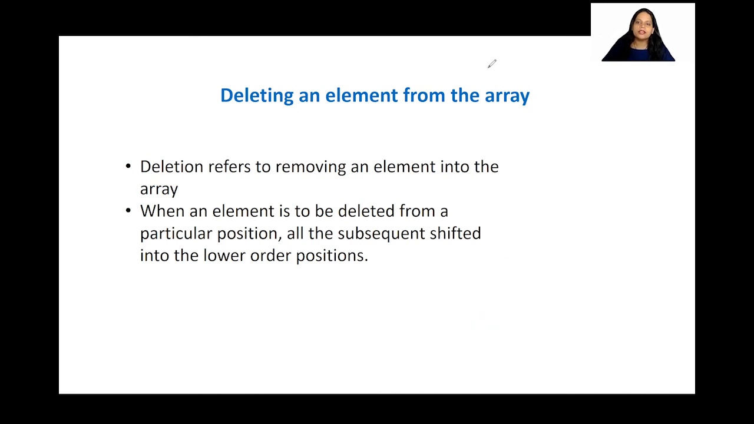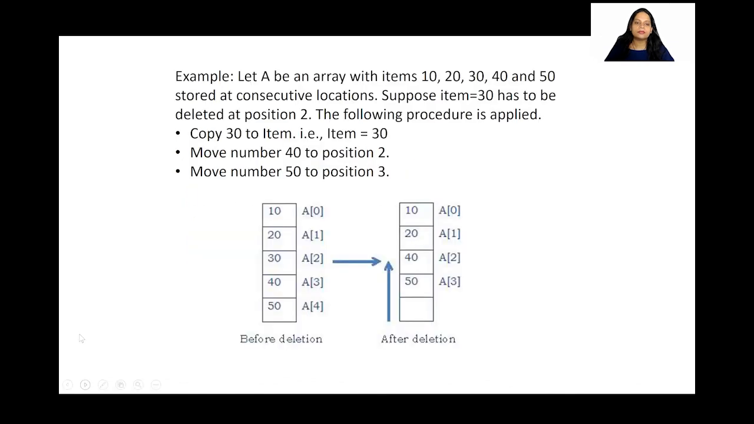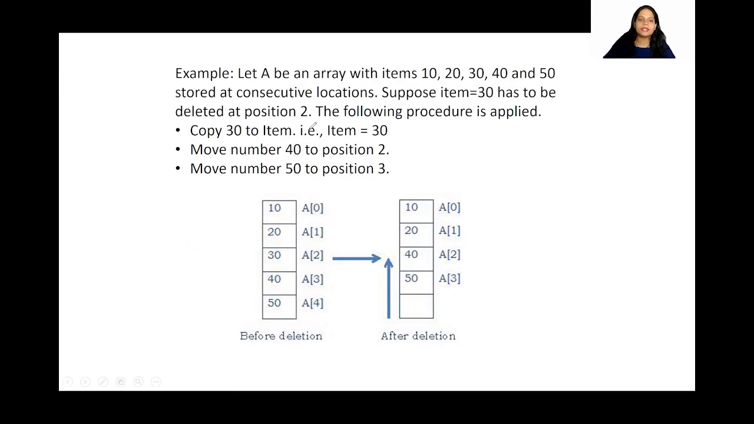So let's see the algorithm for this. Before moving on to the algorithm, see an example here. Let A be an array with items 10, 20, 30, 40, and 50 stored at consecutive locations. So this is an array: 10, 20, 30, 40, 50. The name of the array is A, and these are the respective subscripts, right? Now, suppose the item 30 has to be deleted at position 2, which is this one. Suppose I want to delete this particular item.